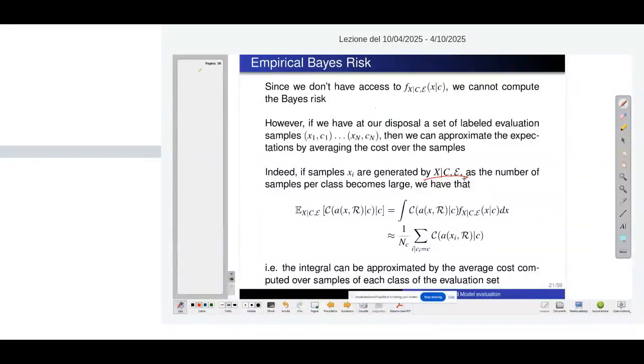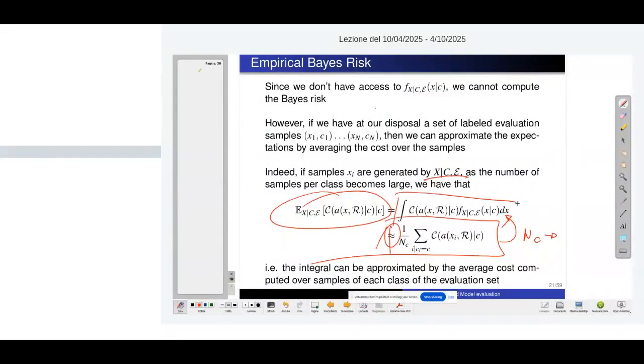Then we can replace this expectation by a weighted sum computed on the evaluation data. And this now holds true in the sense that as N_c goes to infinity, this will approximate the integral as well as possible. So we can take the average cost computed over the evaluation set as a proxy, an approximation, of the per class cost that I would want to compute and that I can't compute because I don't have samples. I don't know the distribution for the evaluation data.